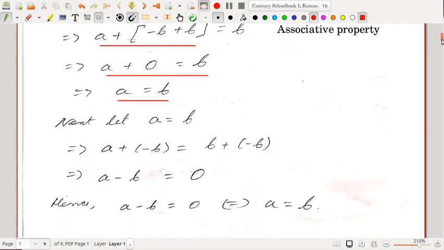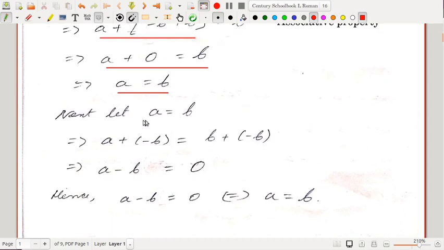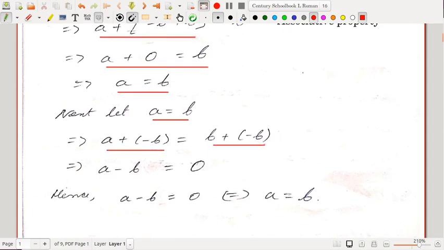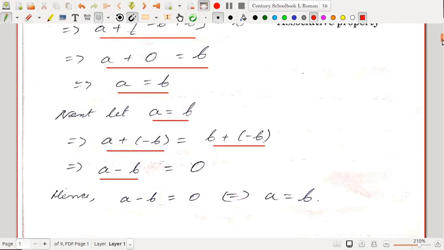And the other one is quite simple. Next, let A equal to B, then we add minus B on both sides. B plus minus B becomes 0, and on the left side we will be left with A minus B. So A equal to B implies A minus B is 0. So this is the proof.